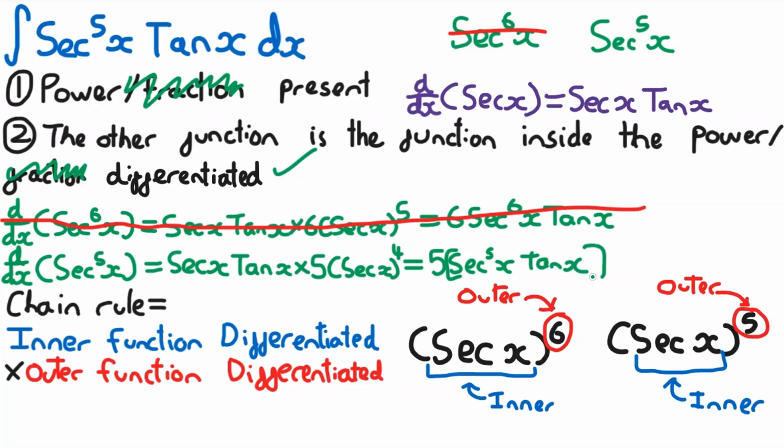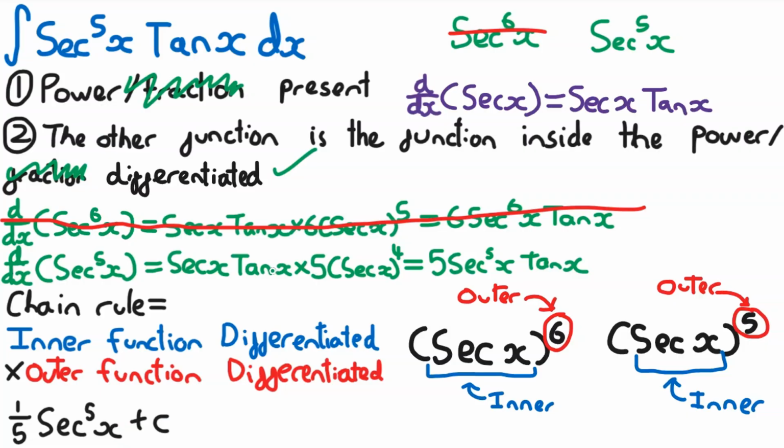And you can see here that this does work. This is what we've got in our integral. So therefore this sec x to the power of 5 here is the correct answer. Remember to divide it by this coefficient here, which is 5. So therefore our answer is 1 over 5 sec x to the power of 5 plus c.